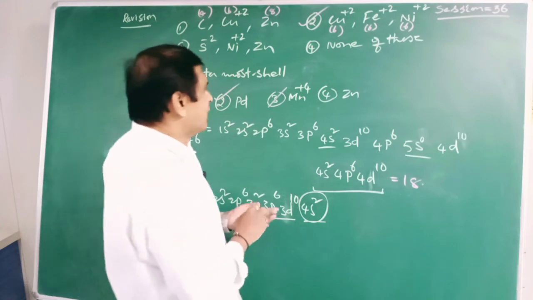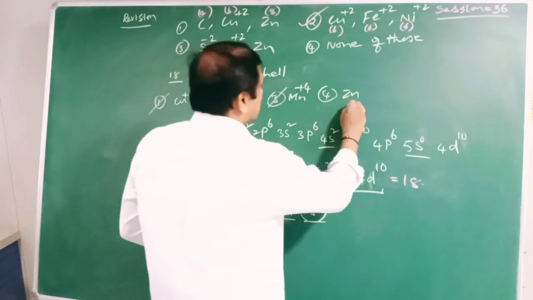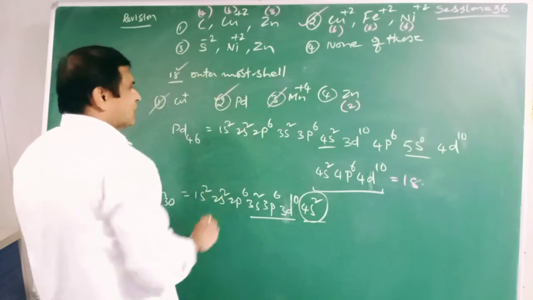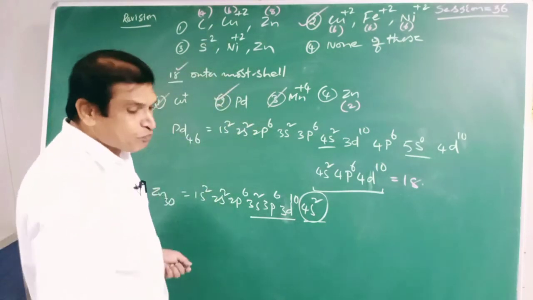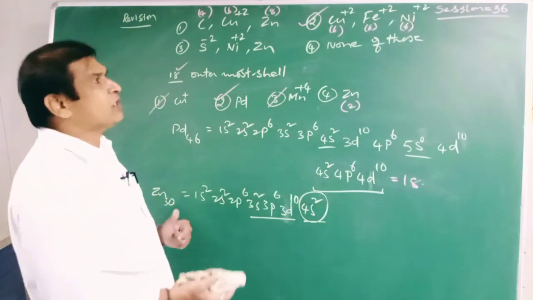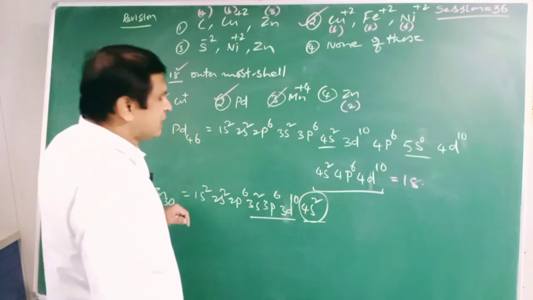Okay, so that is why zinc contains 2 electrons in the outermost shell and palladium contains 18 electrons in the outermost shell as per the question given. Like that we have to analyze. That is another important concept for this. Like this we can calculate.